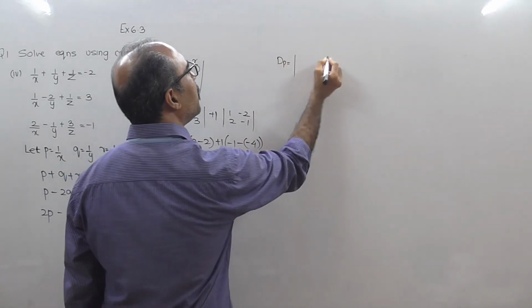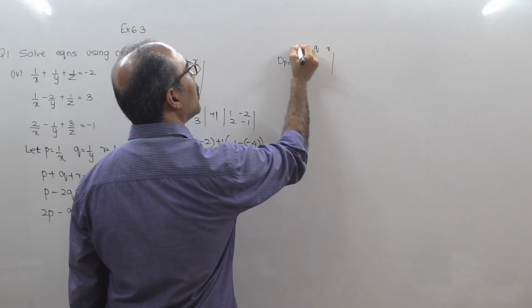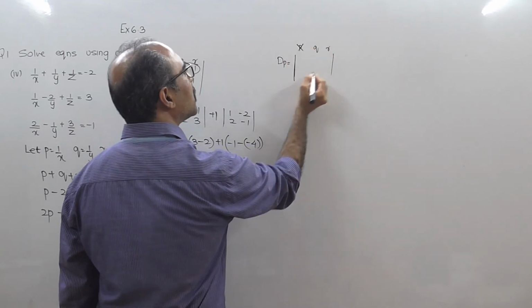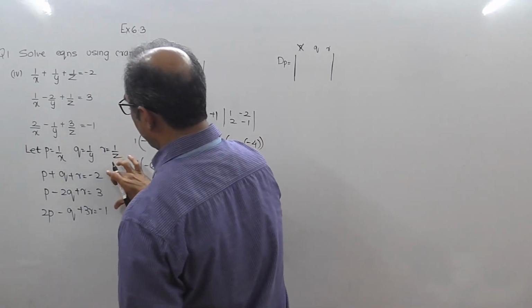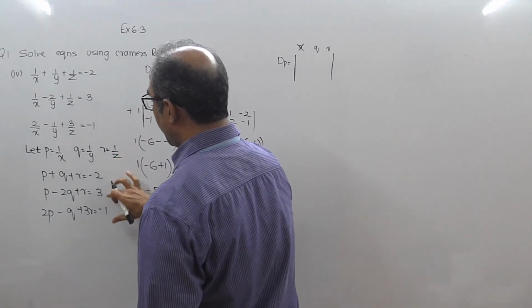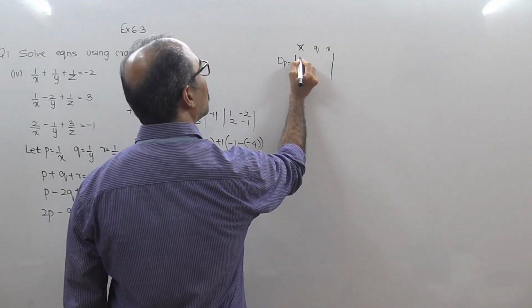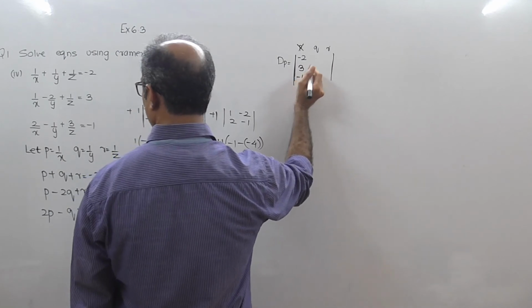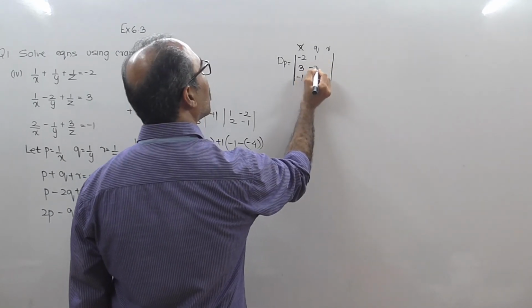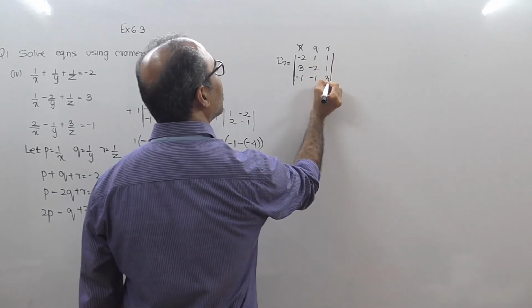Next we can find dp. In dp, p, q and r will come, but p will not come. In place of p you will have the coefficient, that is you will have d1, d2 and d3. So this will be minus 2, 3, minus 1. q will be 1, minus 2, minus 1. r will be 1, 1 and 3.